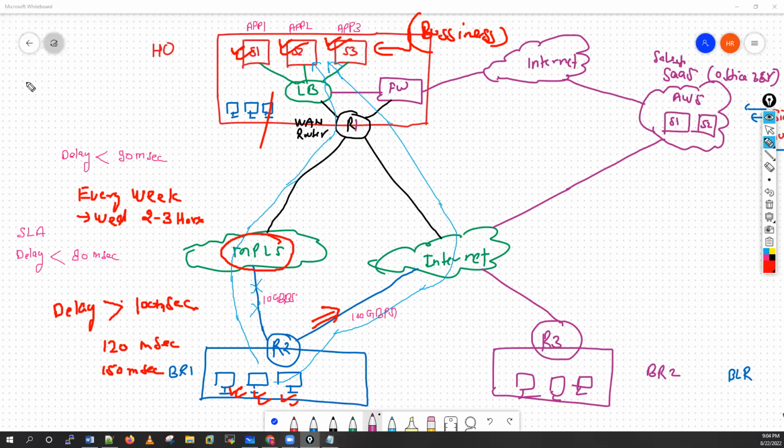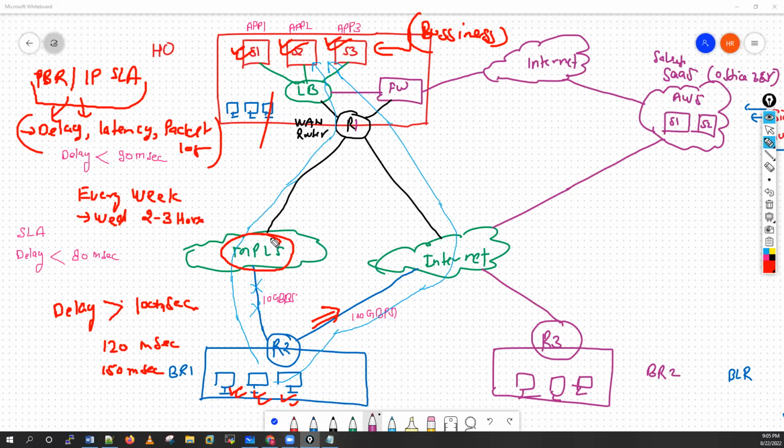And guys, in your traditional WAN network, we have policy based routing, and we have IP SLA as well. But by using these things, we will not be able to monitor delay, we will not be able to monitor latency, and we will not be able to monitor packet loss, right? These are the problems we are facing right now through your MPLS link.